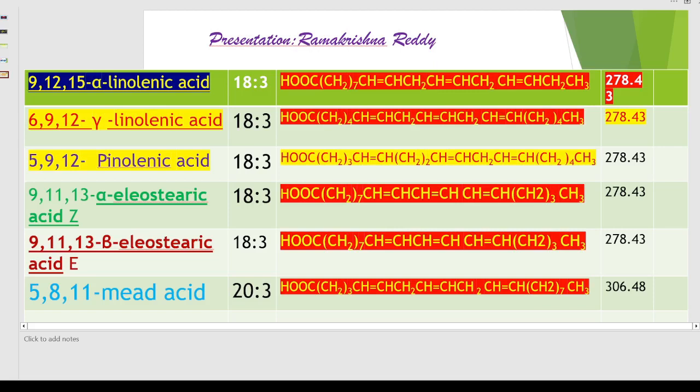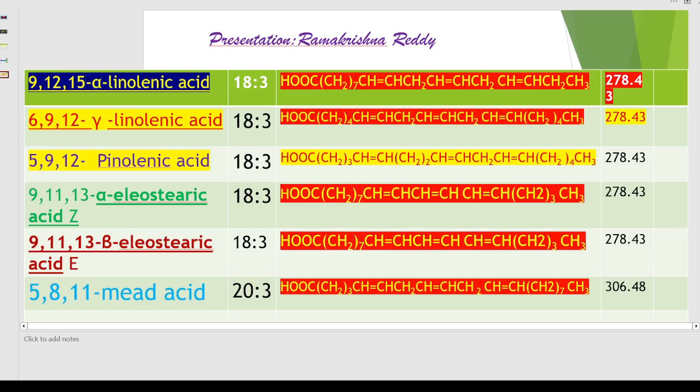Another fatty acid with three double bonds is 6, 9, 12 gamma linolenic acid. The above one is alpha linolenic acid. This is gamma linolenic acid. It also contains three double bonds. The difference is that the alpha contains 9, 12, and 15, while this gamma linolenic acid contains its double bonds at the 6th, 9th, and 12th carbons. So it is known as gamma linolenic acid. Its molecular weight is also 278.43.